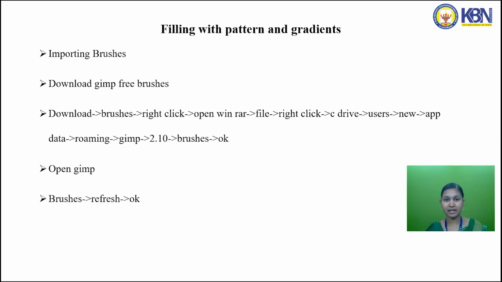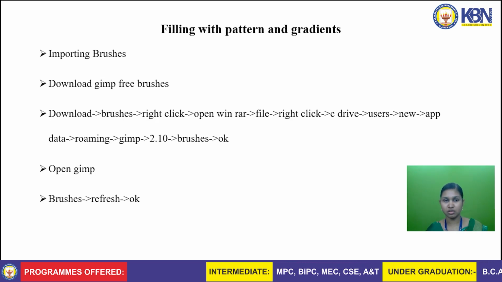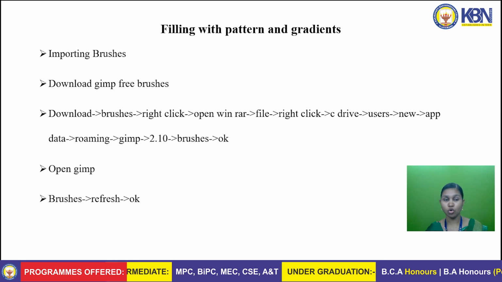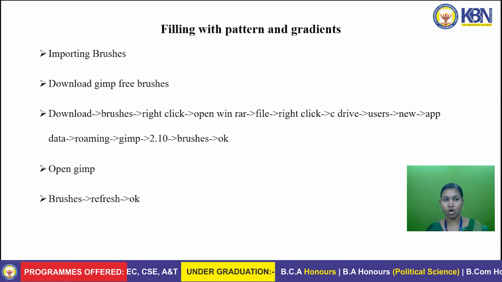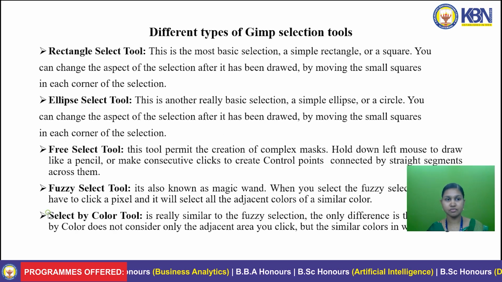In the right click, go to the file menu, then the C drive, users, AppData. Whatever software is being installed, the procedure is the same. The RAR file will be stored in the C drive. Roaming means loading the RAR file; whatever files you are using will be roamed. Open the GIMP 2.10 version, then refresh the software once, and all the imported brushes will be stored in the GIMP software. The RAR file will be installed in this software.